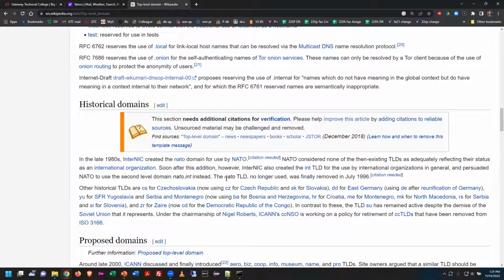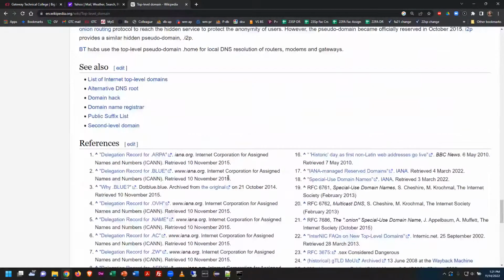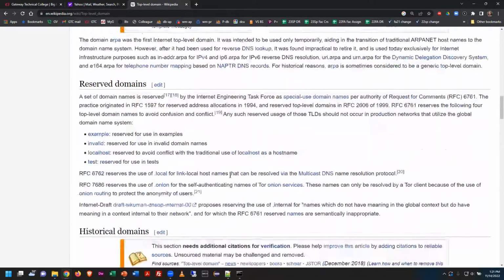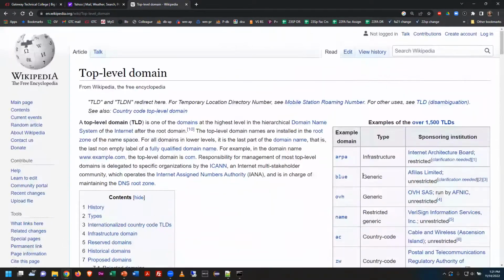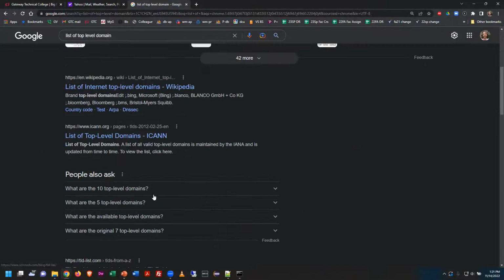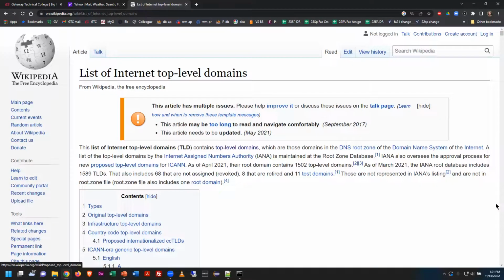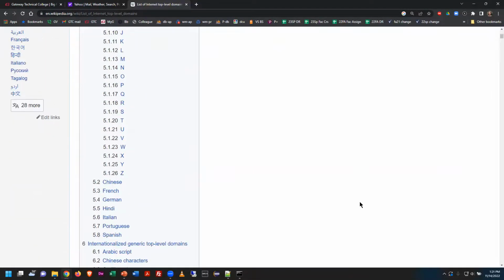When we started out with domain names, and what I'm looking for is a list of these. So if they actually have a list, let's see if they have a list here. You know what? I'm just going to research it and see list of top-level domains. And once again, I'm trying to avoid all the ads. Right? I just want to get to information.